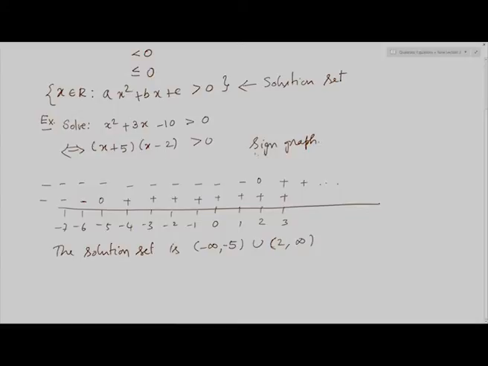The sign graph will always be very helpful in finding the solution set. Generally it is not necessary to draw the sign graph, but just for the sake of understanding, so that you do not commit a mistake at the initial stage. Okay. Next I move on to one more similar problem.